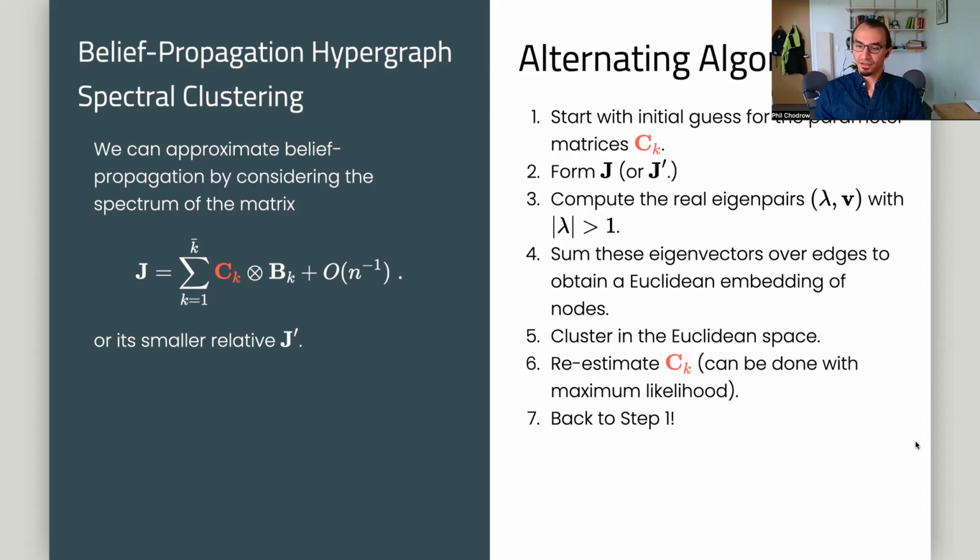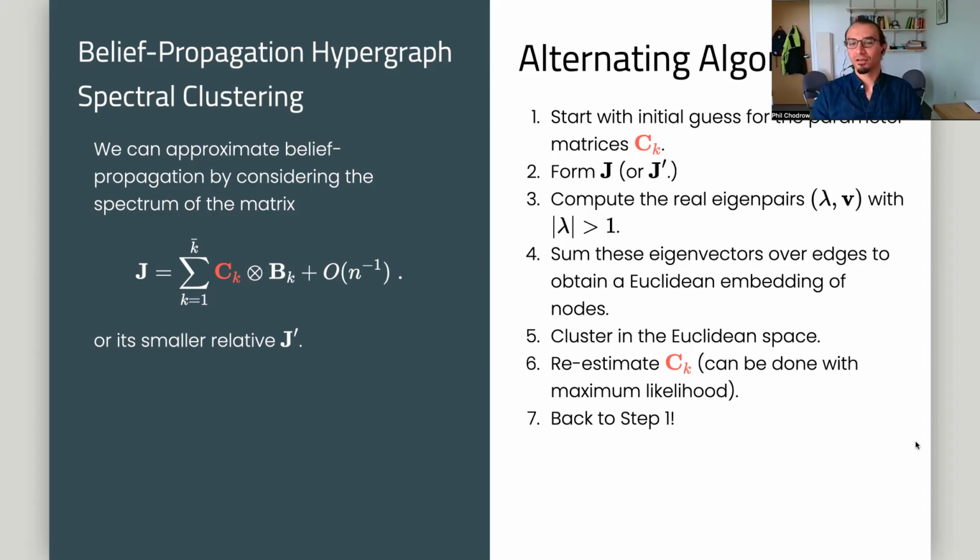Based on that clustering, we're then able to re-estimate the CKs. This can be done using a simple maximum likelihood algorithm. And then we go back to step 1 and keep doing this until convergence, or until we decide that we're tired.